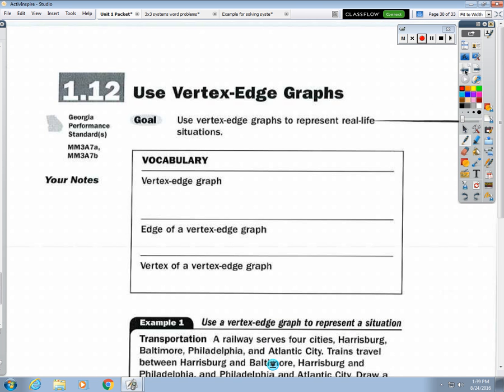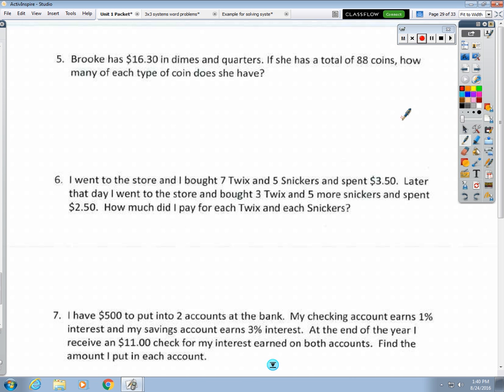All right, number 5. Brooke has $16.30 in dimes and quarters. If she has a total of 88 coins, how many of each coin does she have? Okay, so what should your first equation say? 10 plus 25 equals 1630. Okay, dimes plus quarters equals 1630. Is that it? But $16.30 is a dollar value, and you gotta add the values, 0.10 and 0.25.